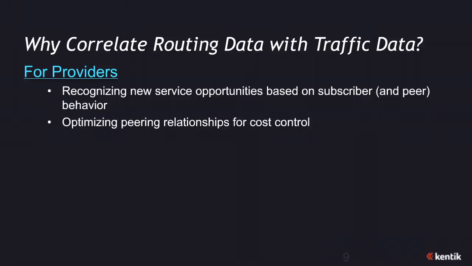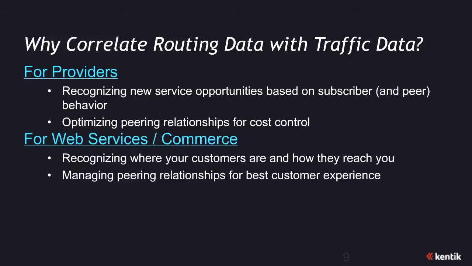controlling cost, and/or probably more importantly, recognizing where your peering relationships are working or are not working to expectations. We'll show some examples of these and some screenshots later too. If you're a web services sort of company or a web commerce company or a content provider, in this case, you're looking at using this information to understand where geographically perhaps your customer concentrations are and how they're reaching you from a network perspective across the internet.